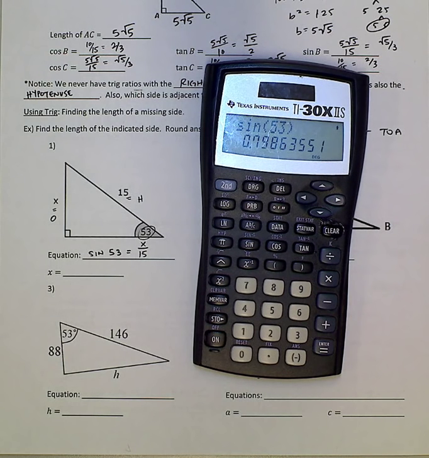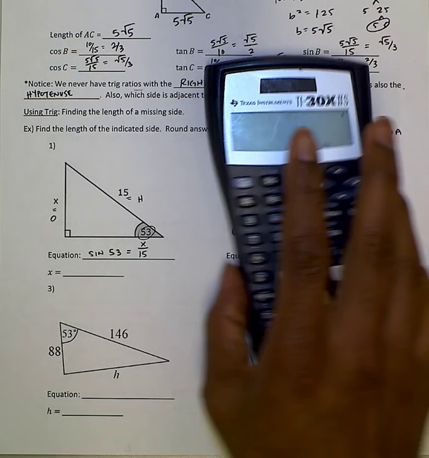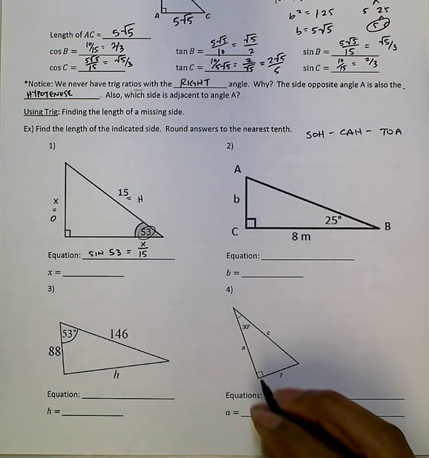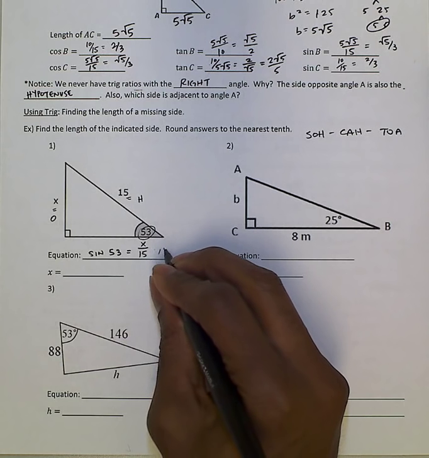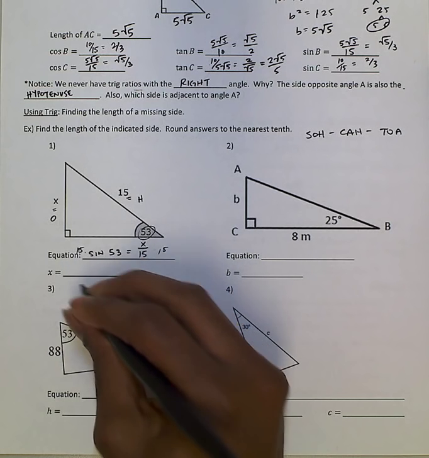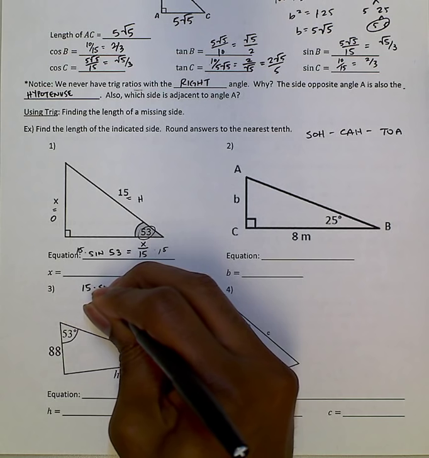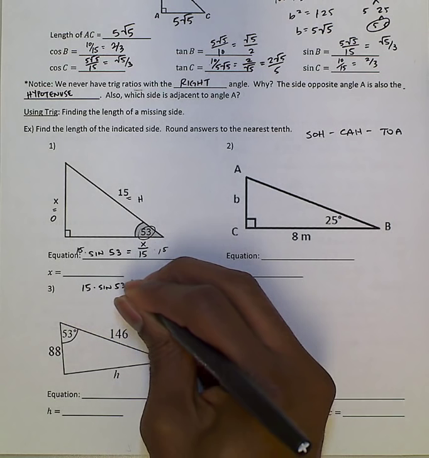We will do our work on paper before we ever hit anything into the calculator. That way we don't have to round and get off numbers. So I want to solve for x. I'm going to get x by itself. I'll do that by multiplying both sides by 15. And so I have 15 times sine of 53 equals x.